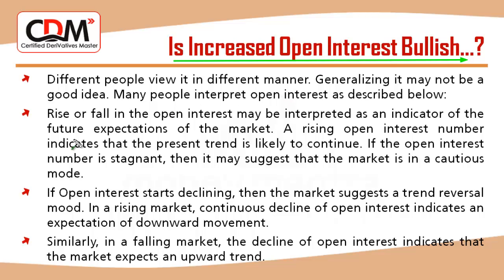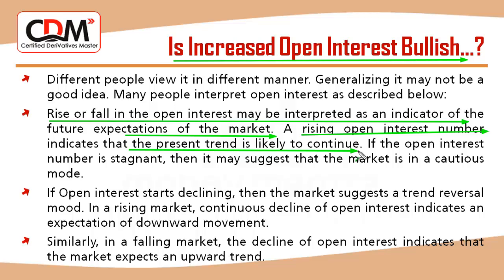Right here we have marked a point: a rise or fall in the open interest may be interpreted as an indicator of the future expectations of a market. So a rising open interest number indicates that the present trend is likely to continue in the market. Suppose open interest keeps on rising every alternate day or every next day, it means the market's present trend is going to continue. If the present trend is bullish, then the trend is going to continue further. If the trend is bearish, then price will eventually keep declining.